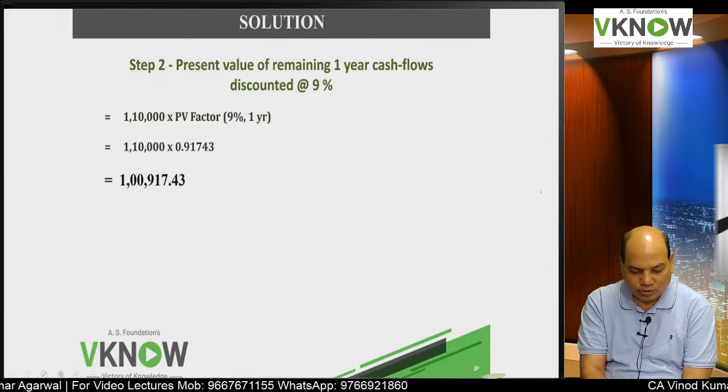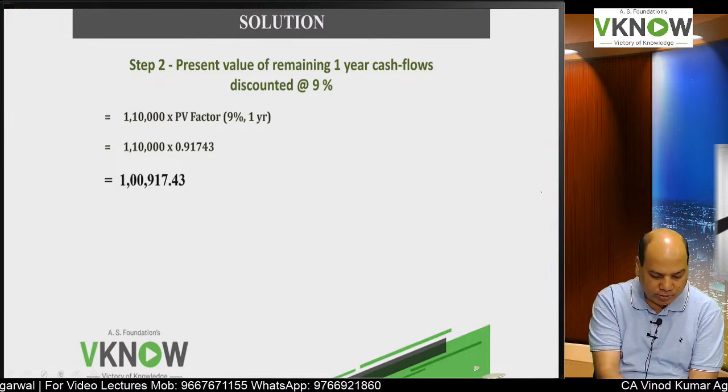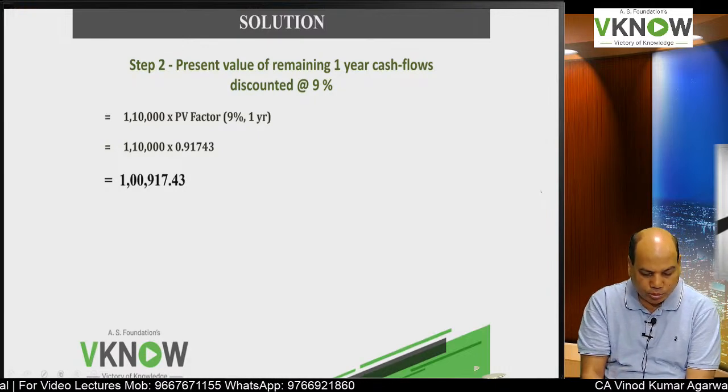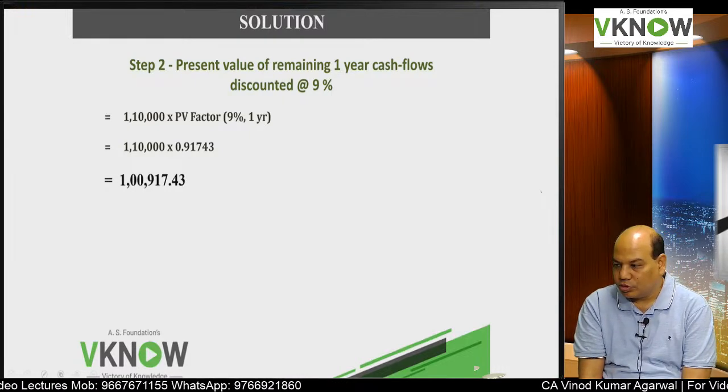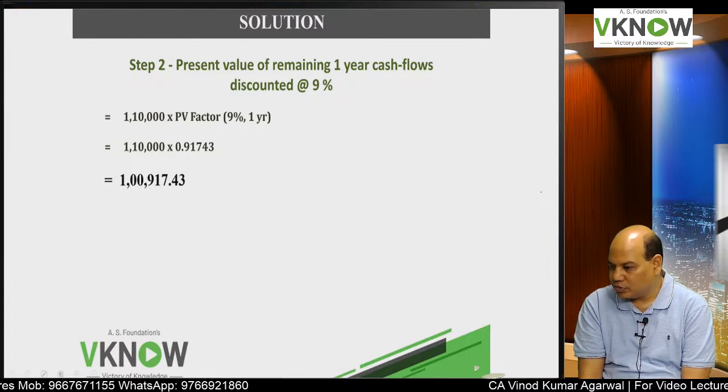So check on your calculator. PV factor: 1 divided by 1.09 equals 0.91743 something. So take 1,10,000 into 0.91743. Just confirm, are you getting the same answer? 1,00,917.43. Is the answer right? Yes.